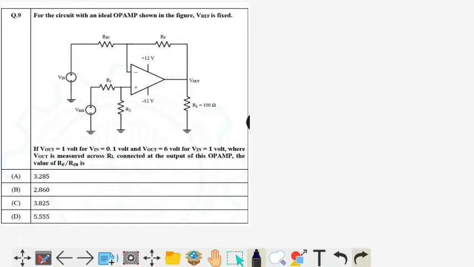This is GATE 2021 Electronics and Communication Engineering 1 mark question, that is the 9th question. Let's try to solve this question.